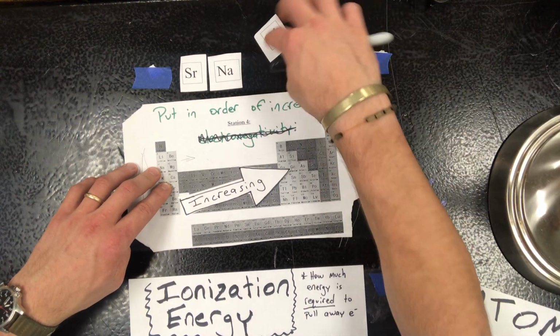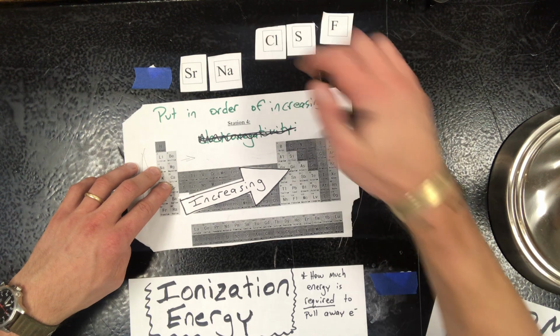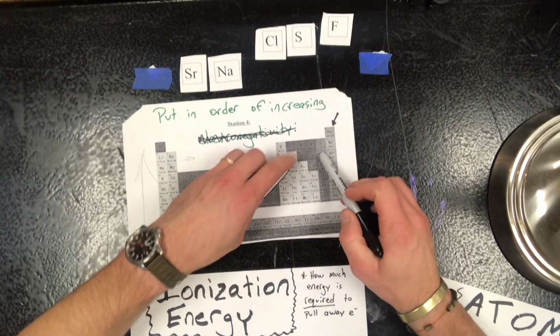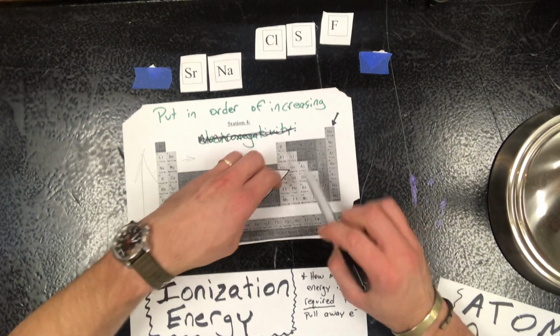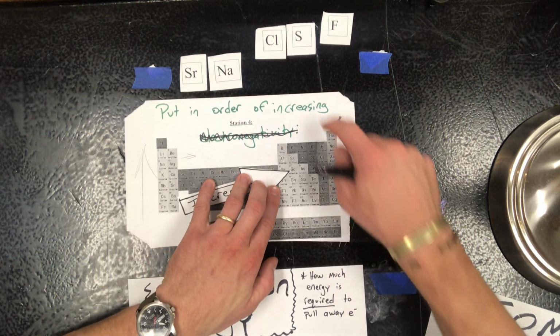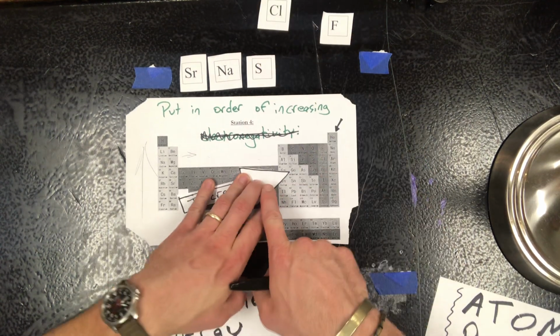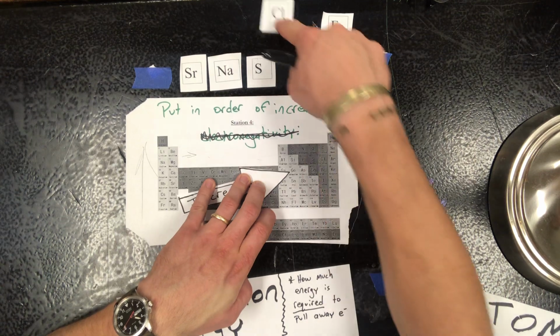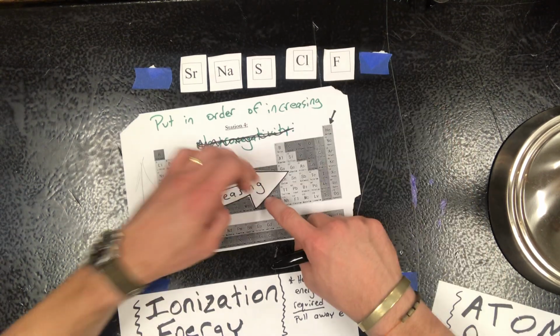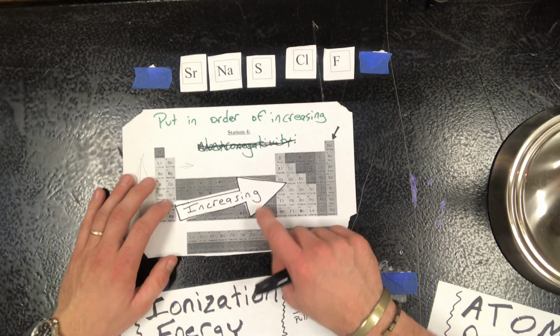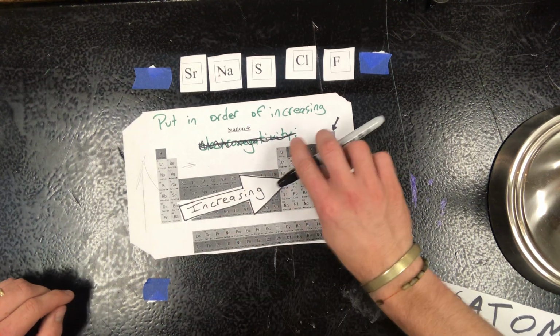Now we need to decide between chlorine, sulfur, and fluorine. So chlorine, sulfur, and fluorine, these three. The next lowest is going to be sulfur, because we're moving up the arrow. Then we're going to have chlorine. Then we're going to have fluorine. So the question here is, why does ionization energy increase this direction?